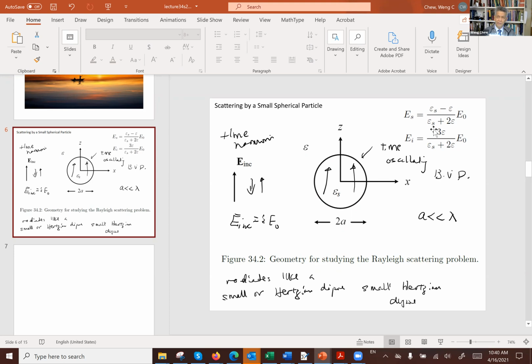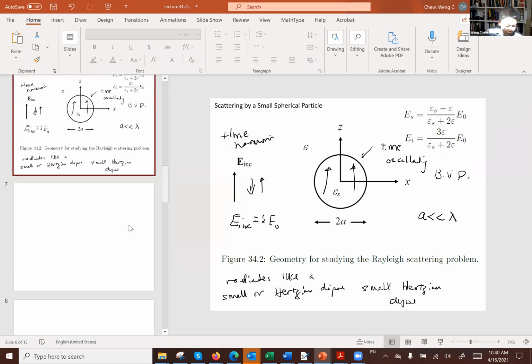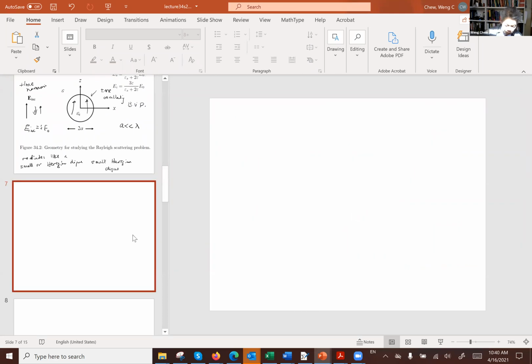Okay, now we know what these polarization amplitudes are. Then we can use them to calculate the far field of this time-oscillating dipole. So how do we do that? Let's talk about this in greater detail. We know the amplitude of this dipole now, so in principle, we can find the potential due to this dipole.